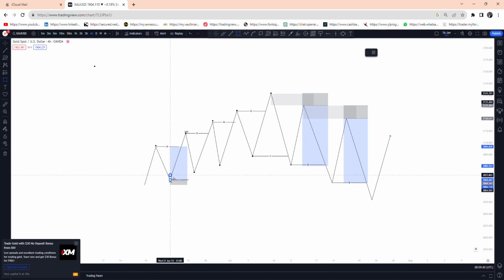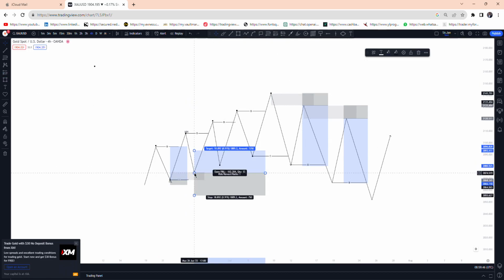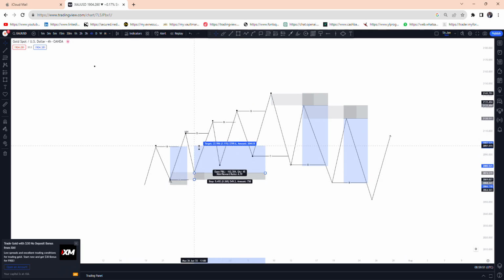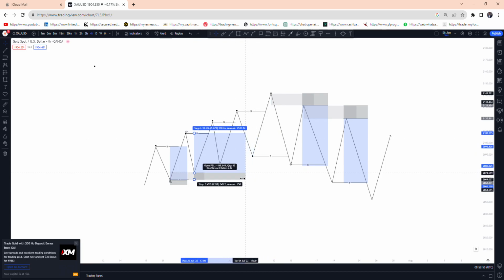Again, order block. I didn't want to share a lot, for time's purpose, so I'm just showing you this so that maybe you can have an idea as to how we take the trades we take and how we remain consistent.